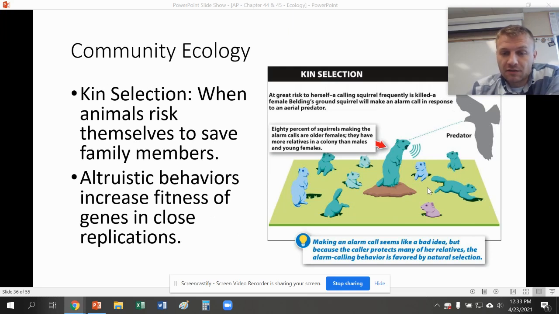Go hide and save yourselves." Now, if you think within natural selection, this shouldn't happen, because this lowers the fitness of that meerkat that's calling out, because that predator now knows where that meerkat is.